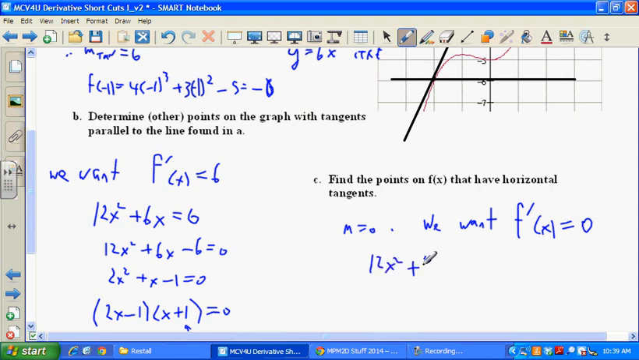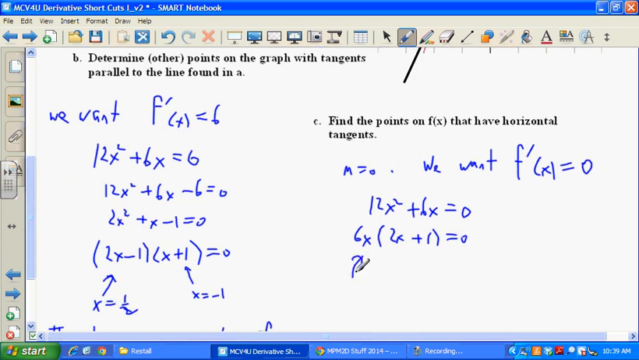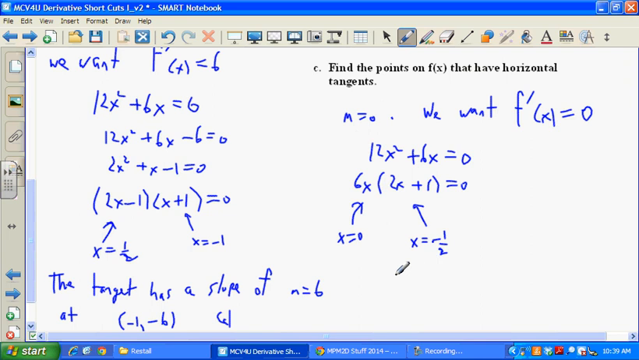We have 12x squared plus 6x, and that's equal to 0 for a horizontal tangent. And factor. Or formula, but I wouldn't use formula. x equals 0, and here x equals negative a half. And again, I don't really care about the y values too much because I want to get through this example sometime today.